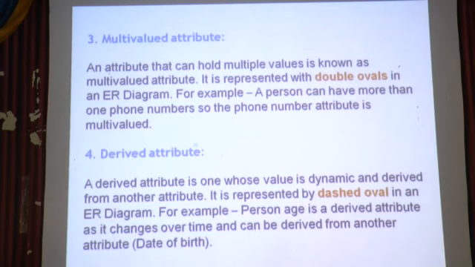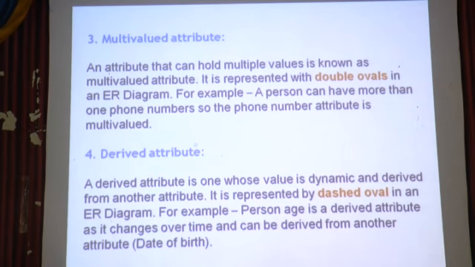Multi-valued attribute: an attribute that holds multiple values is called a multi-valued attribute. It is represented with a double oval in an ER diagram. For example, a person having more than one phone number. So the phone number attribute is a multi-valued attribute, and it is represented in an ER diagram as a double oval.